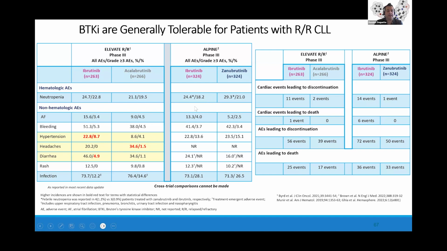In the ALPINE study, there was also less AFib, and less cardiac toxicity overall. But we don't see the difference that we saw in the other study for hypertensive events and diarrhea. They were more aligned in this trial. So the two trials did show more cardiac events and problems with ibrutinib than with either the acalabrutinib or zanubrutinib arm.